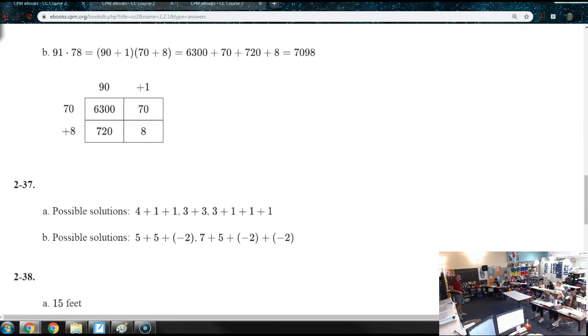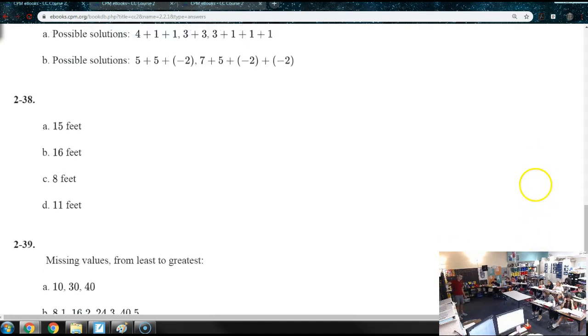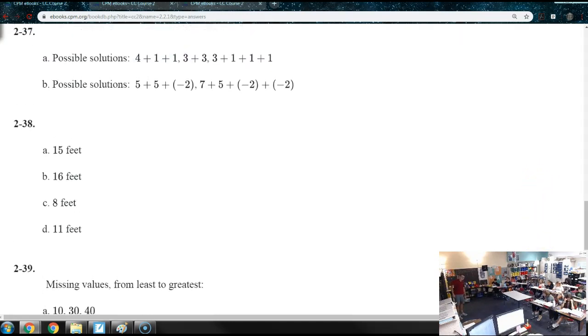So then we have 7,098. Most of the time, yeah, we understand you have a calculator, but it's the thought process of how do we get to these final numbers and being able to approximate them. 37, you have multiple options, so just check your work. Then 38, 15 feet, 16, 8, 11. What? Wait, I heard a wait. Somebody said wait.